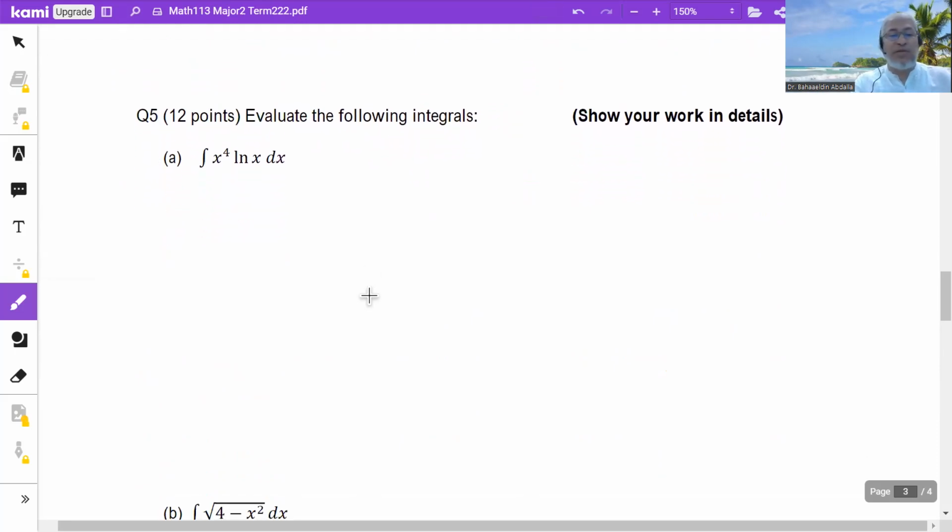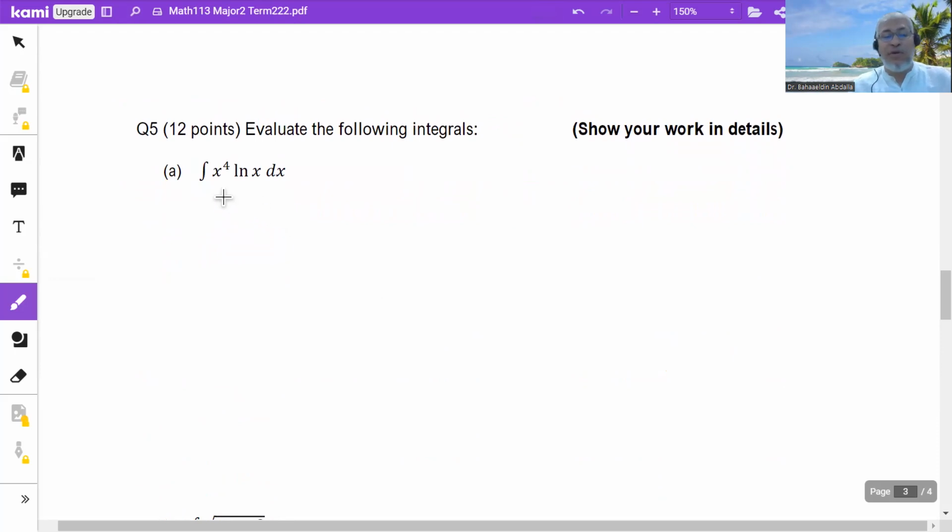Evaluate the following integrals. Well, whenever we have a function multiplied by ln, we use integration by parts. We take u to be ln x, and dv the other function, which is x to the power 4 dx. Here I find the derivative. The derivative of ln x is 1 over x. And here I find the integral. The integral of x to the power 4 is x to the power 5 over 5.